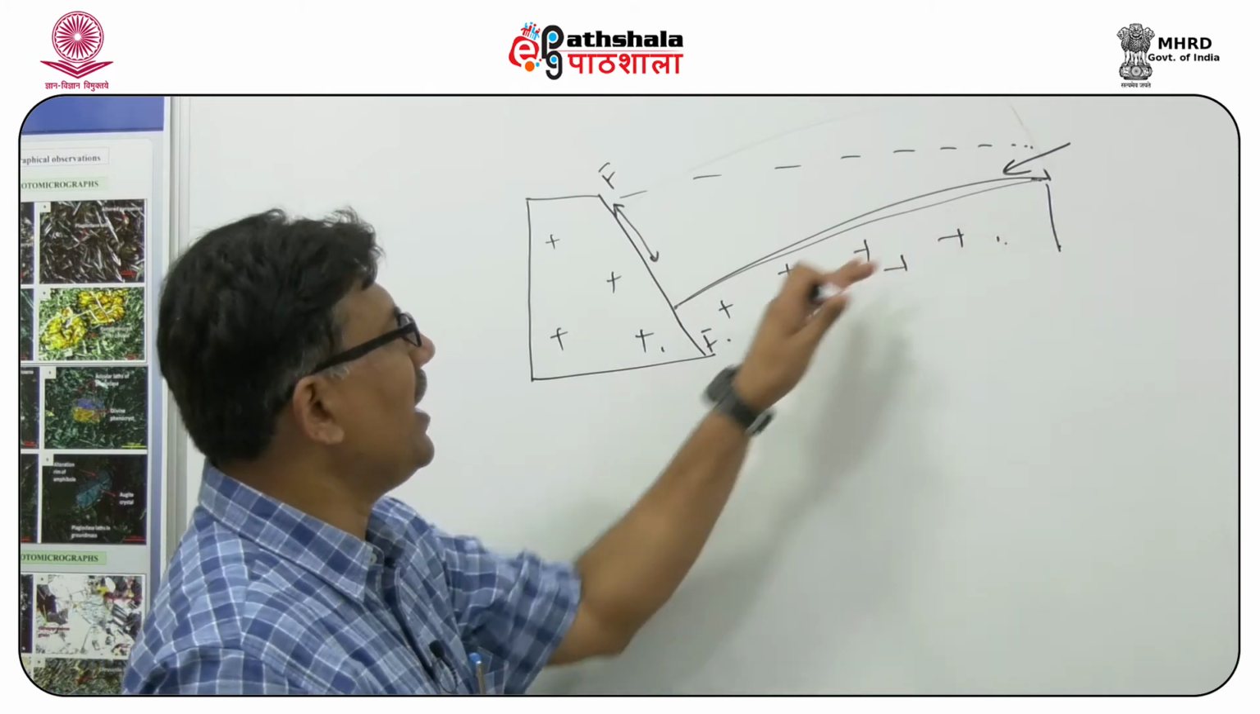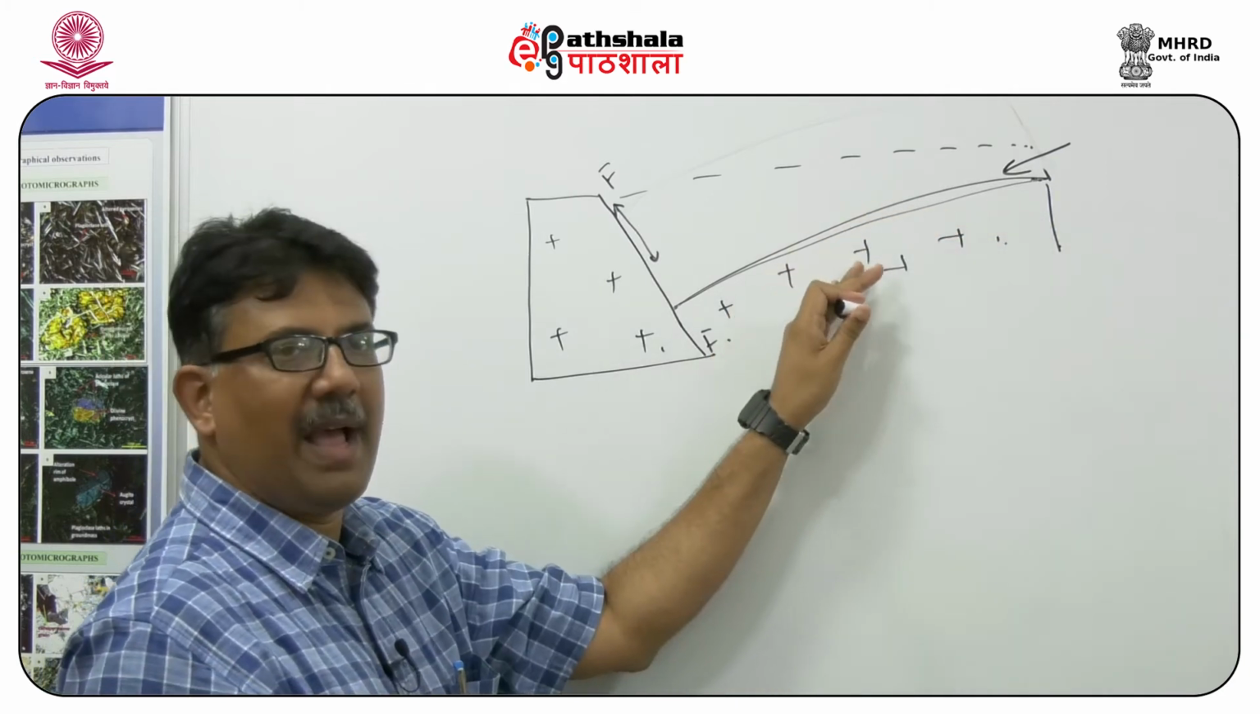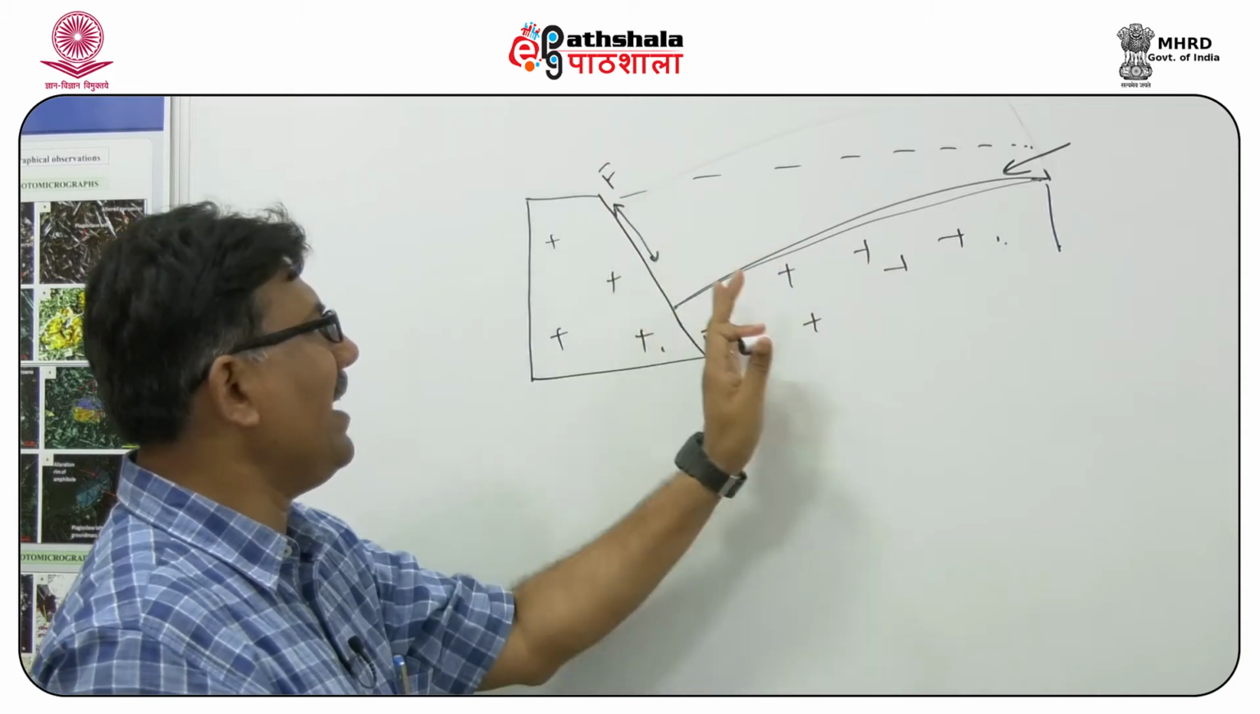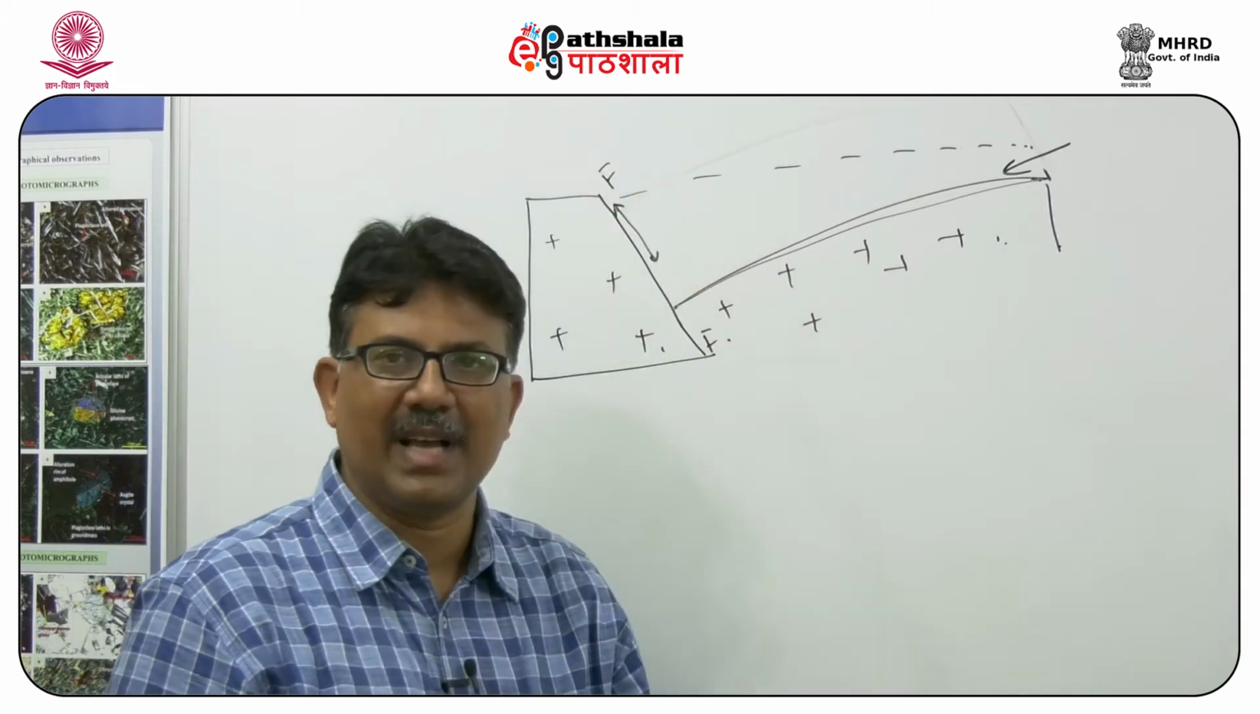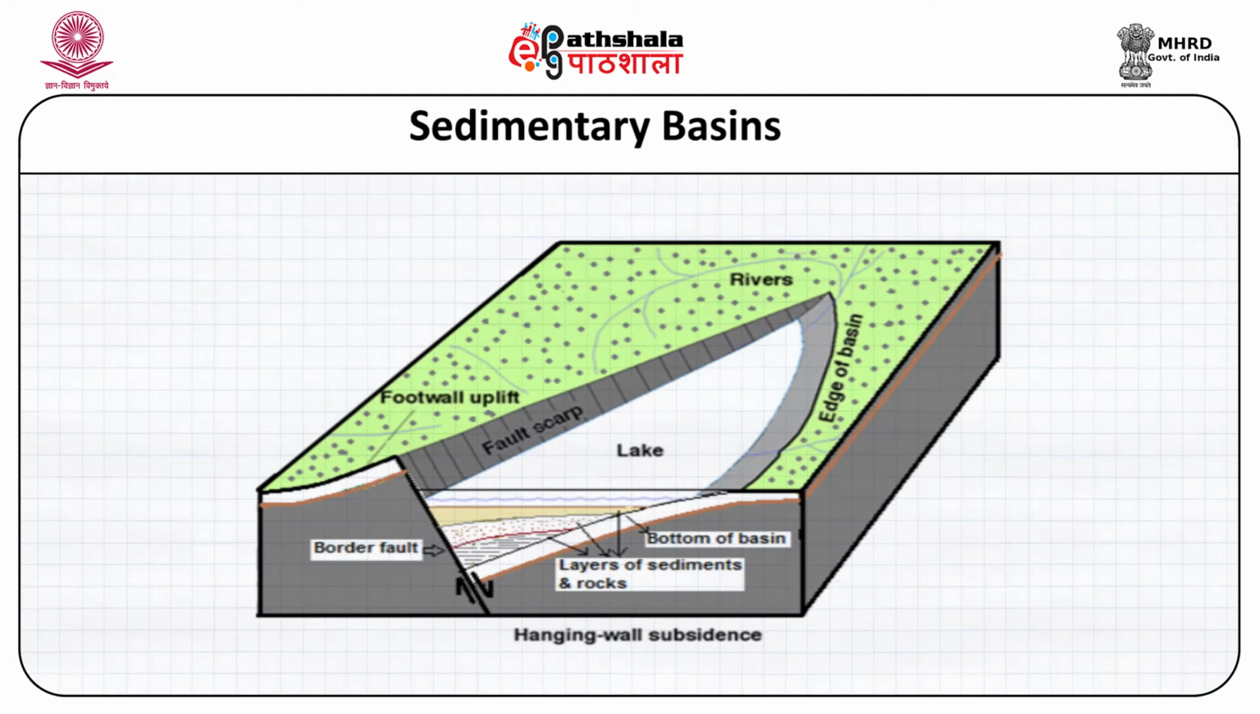Normally we get a fluvio-deltaic system operative on the hanging wall, whereas a fan delta can be formed from the footwall side. That is the general character of it.